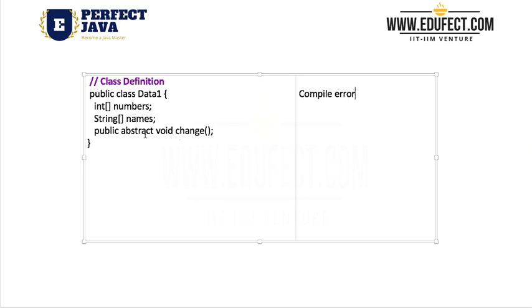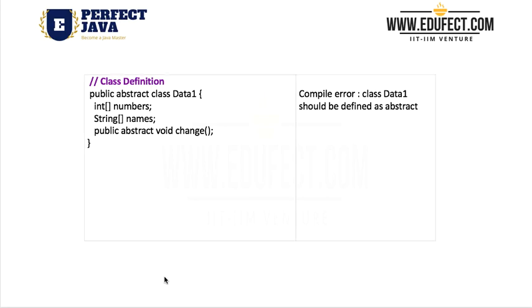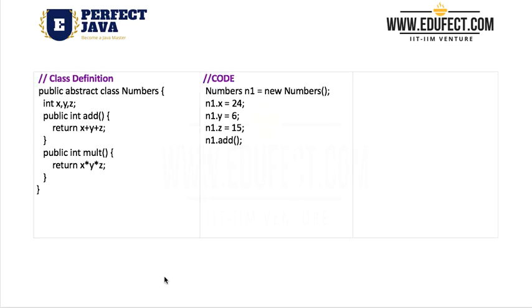Because there was an abstract method. Now if there is an abstract method in a class, it should be defined as abstract. So the compile error we will get is that class data1 should be defined as abstract, because there is an abstract method in the class. So how can we correct it? The correction would have been to put the word abstract in its definition and make the class an abstract class.